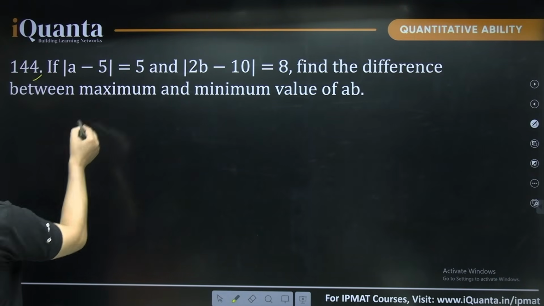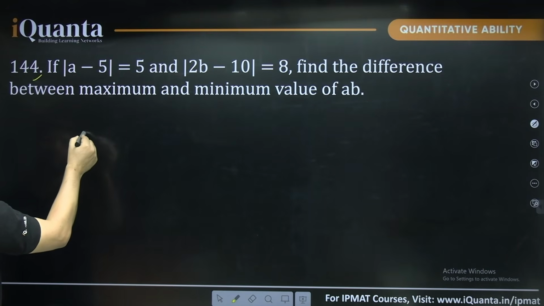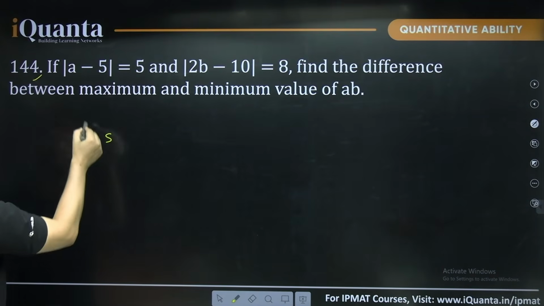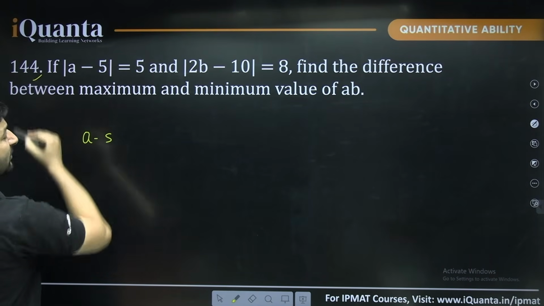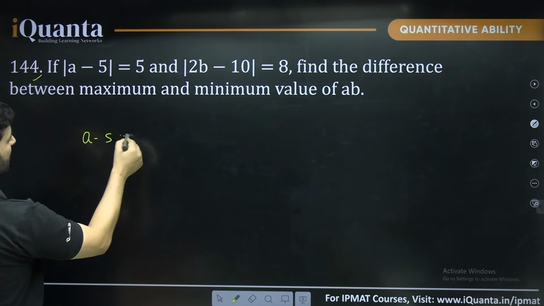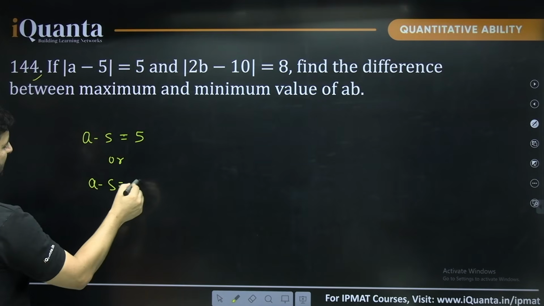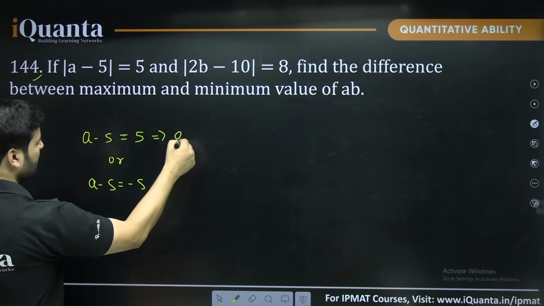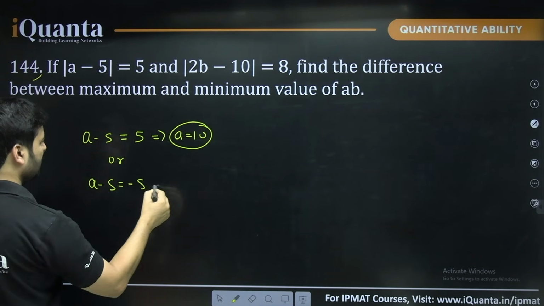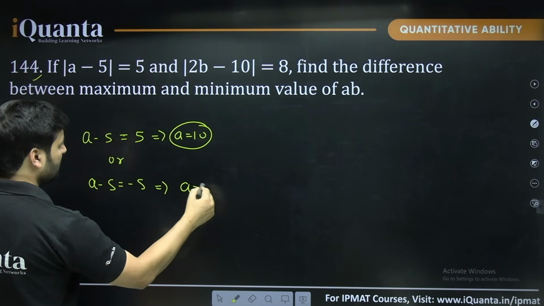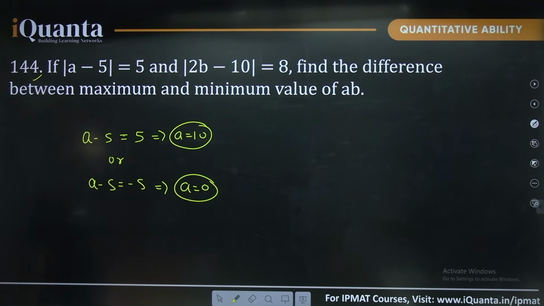So mod a minus 5 is 5, that means a minus 5 is something whose value is 5, so this can be plus 5 or this can be minus 5, isn't it? So this implies that a will be 10 and this means that a will be 0. Two values are possible for a.